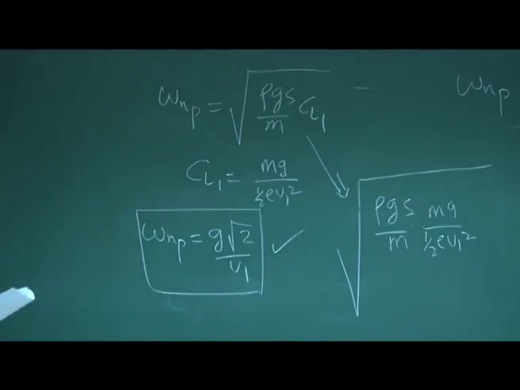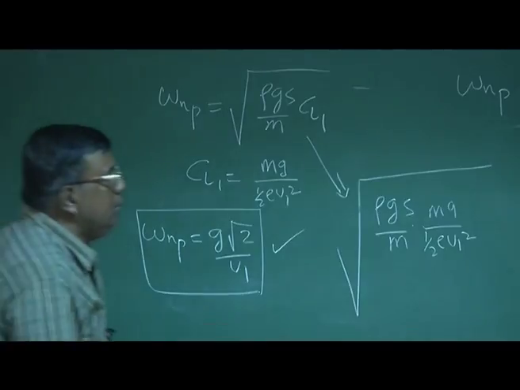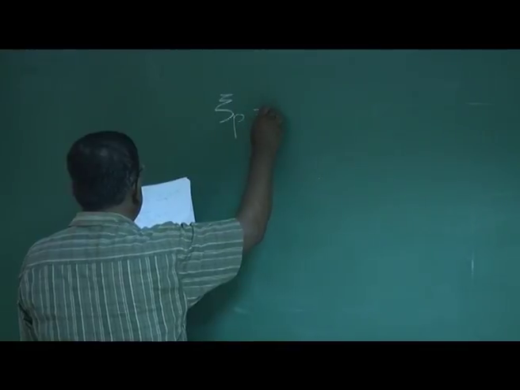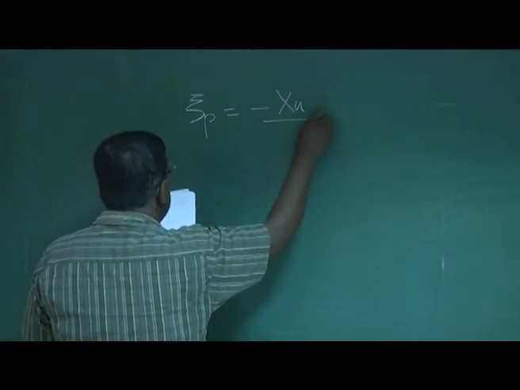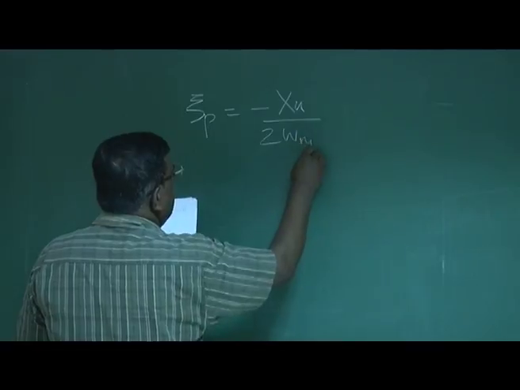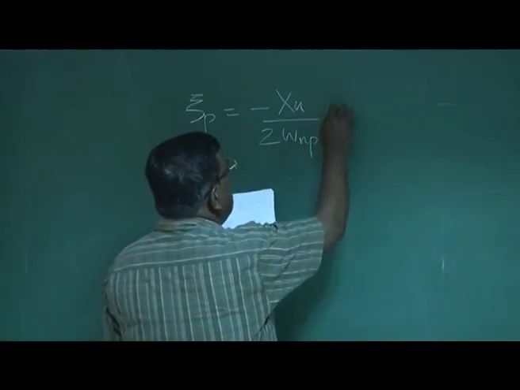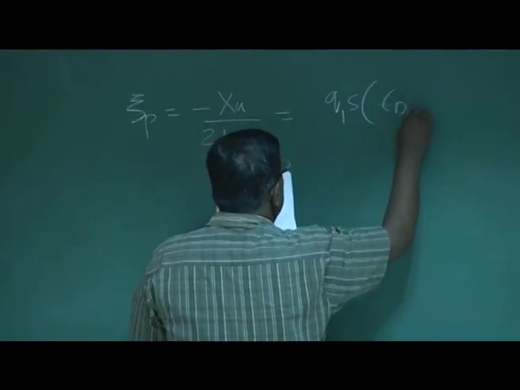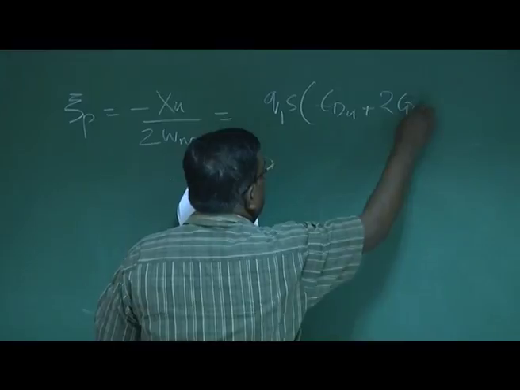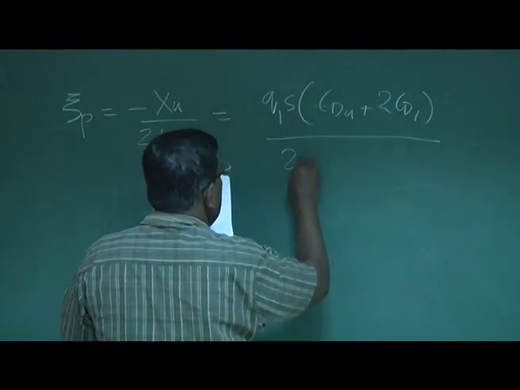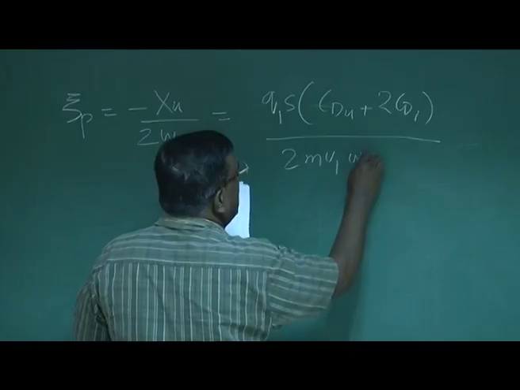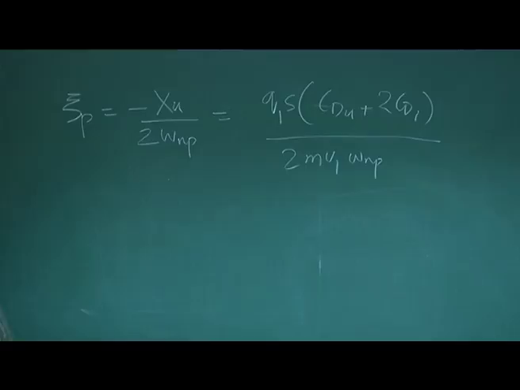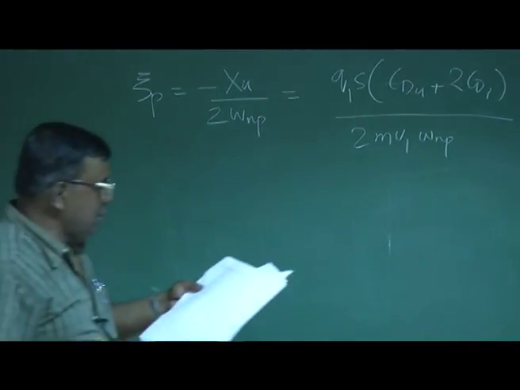And further, let us see what zeta Phugoid means to us. See the expression for zeta Phugoid we got as minus Xu by 2 omega n Phugoid. And if I put the expression of Xu, I get Q1 S (CDu plus 2 CD1) by 2 m U1 omega n Phugoid. What has been done? We have substituted the expression for Xu.